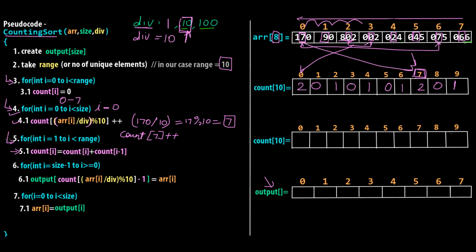Then of course at step 5 and 5.1, we take the cumulative addition. So 0 plus 2. The first element is going to be as it is. Then we have 0 plus 2, which is 2. Then 1 plus 2, which is 3. Then 0 plus 3, which is 3 again. Then 1 plus 3, which is 4. Again 0 plus 4 is going to be 4. 1 plus 4 is going to be 5.